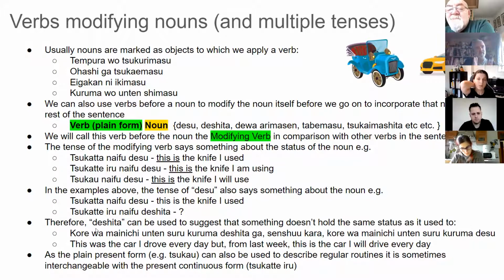If you want to be specific to say, this is the knife that I'm using right now, if you're in the kitchen chopping, then of course tsukatteiru would be a better choice. And I don't know if I've actually answered your question there, Effie, did I? Yeah, that's fine. Okay, I like to answer a question with something completely irrelevant most of the time.